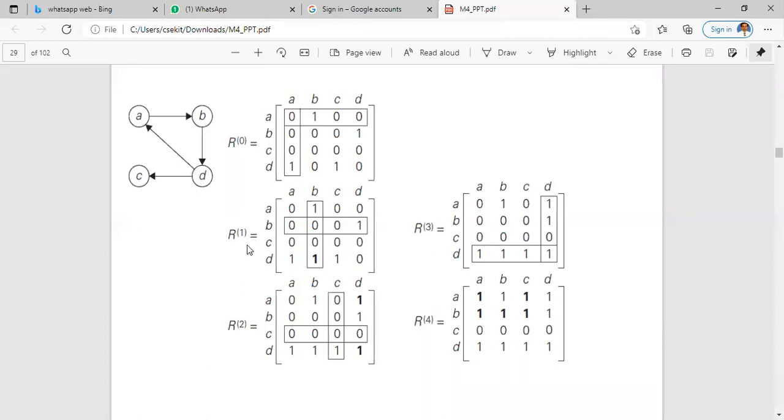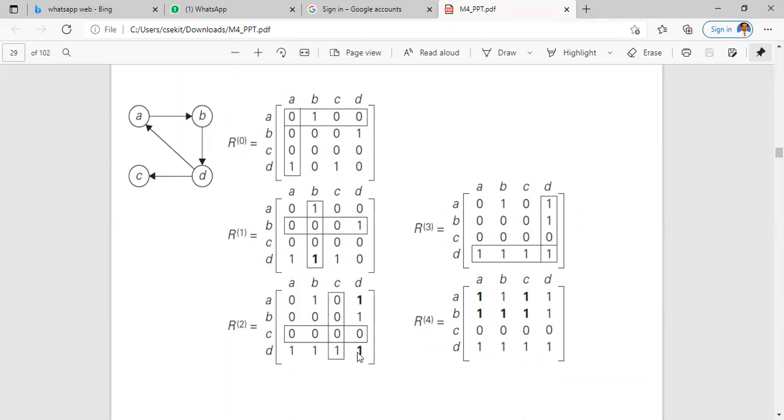Come for R1. R1 means second row, second column. Second row is the same thing, so come for the column part. Here there is a path from B to D, so there exists a path from D to B also. Here D to B you are having 0, but in R1 you can write D to B as 1, because there is a path from B to D. B to D is 1, so you write D to B as 1. Understood?